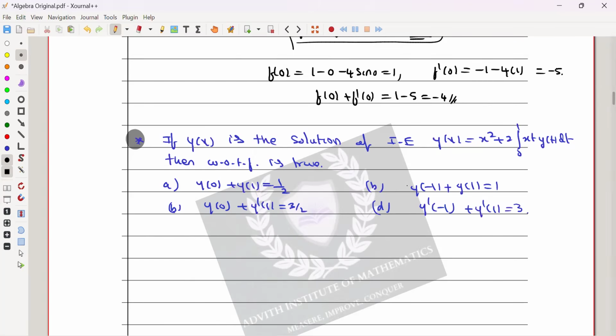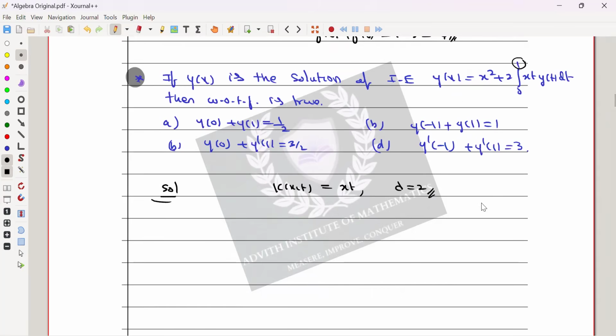Right? So what has been given, sir? What is the kernel? This is a Fredholm integral equation, from 0 to 1, with constant one. So k of x comma t equals xt, sir. So lambda is equal to 2, sir. Right? So now we need to solve this using the resultant kernel.